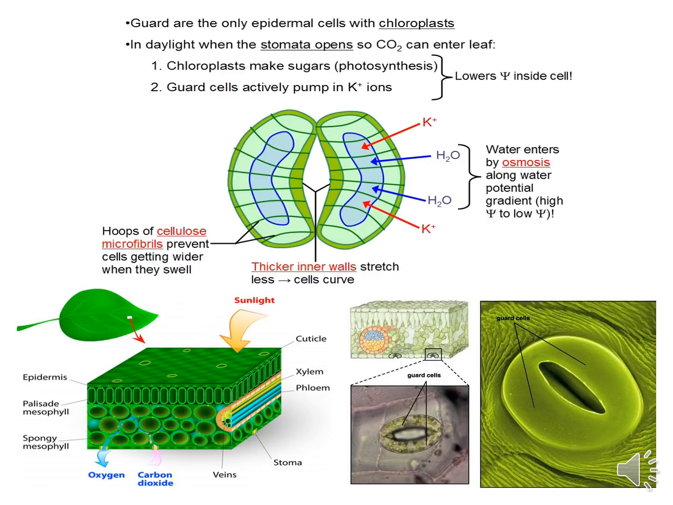And here we can see the factors of moving in potassium ion as well as the water molecule will affect the formation and also the shape of the guard cell. Normally, the water will enter into the guard cell by osmosis following the water potential gradient from high to low. And the guard cell will also actively pump the potassium ion in order to make the stomata open during the daytime.